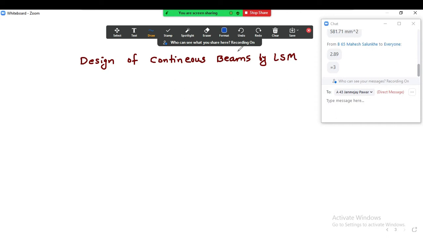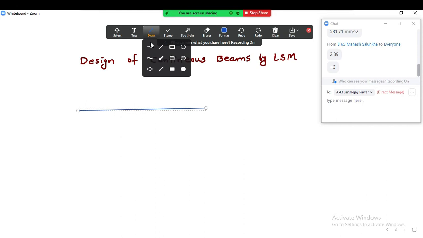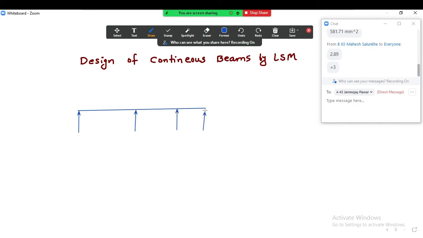Now what is the continuous beam? The beam which is continuous over the support, and which has more than two supports, is called a continuous beam. A continuous beam is normally a statically indeterminate structure. Now if I draw the diagram for this, suppose this is a beam, and these are the supports of the beam: 3 and now 4.